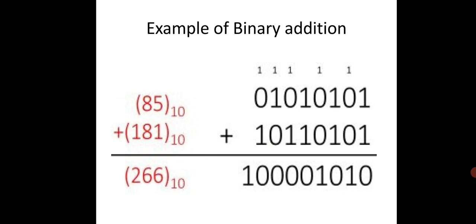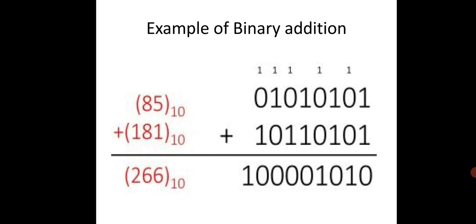So 85 plus 181, it is your decimal number. First of all, you have to write down the binary of this decimal value 85. So it will be 0 1 0 1 0 1 0 1, and for 181 the binary value is 1 0 1 1 0 1 0 1. So from the left hand side we will start the binary addition.